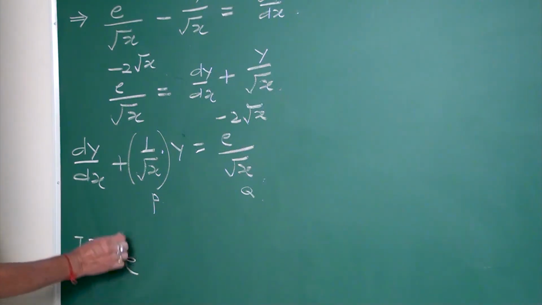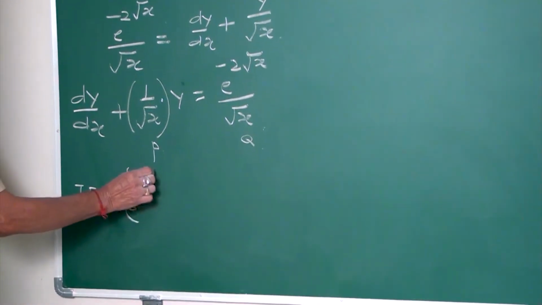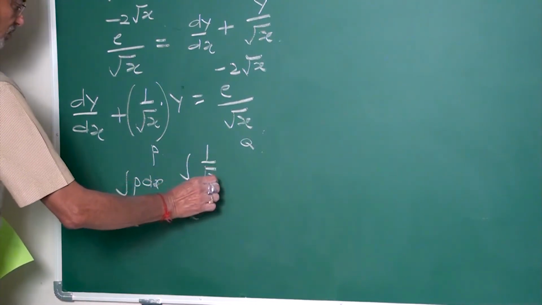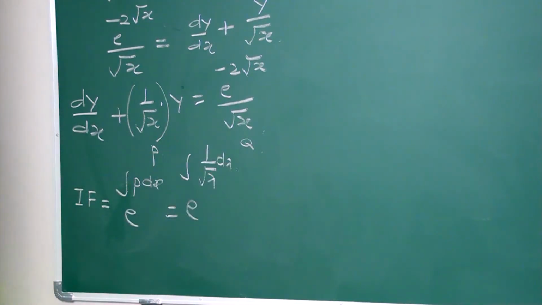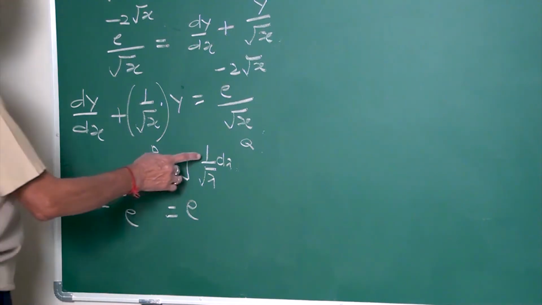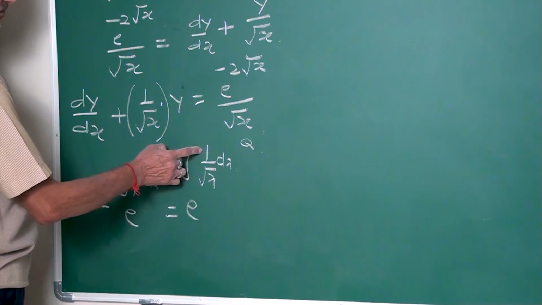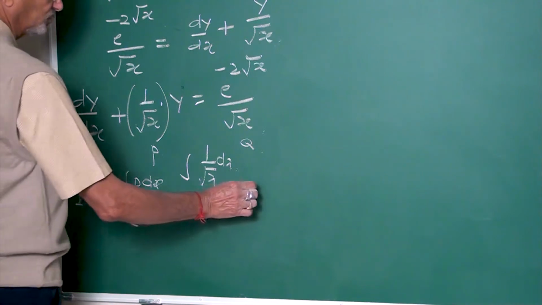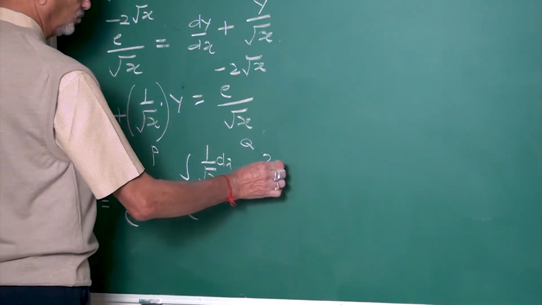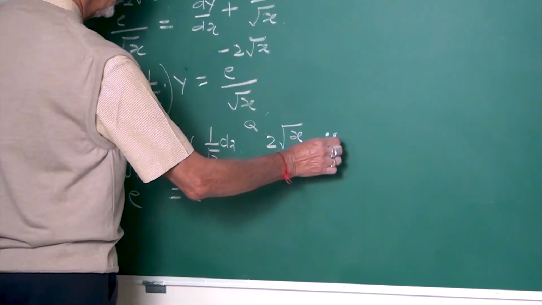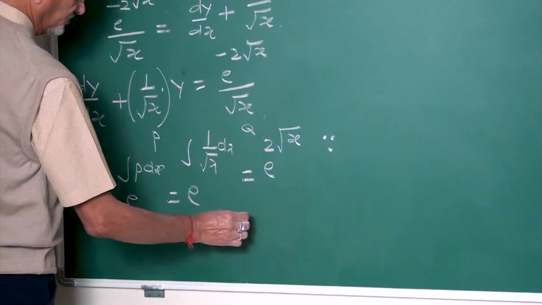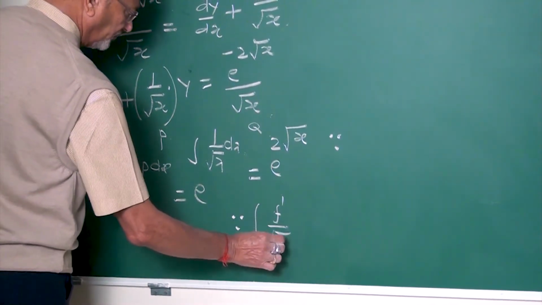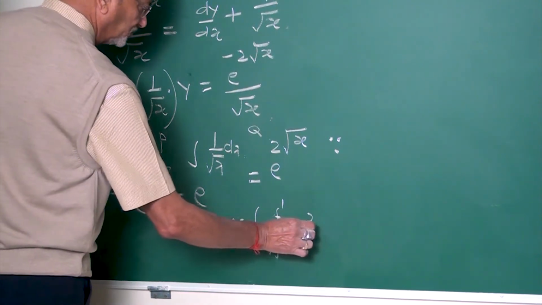Integrating factor: e to the power integral P dx, that is e to the power integral 1 by root x dx. Which formula? 1 is the derivative of x, so it is f dash upon root f. If it is f dash upon root f, what is the formula? So this is e to the power 2 root x, because the integral of f dash upon root f is 2 root f.